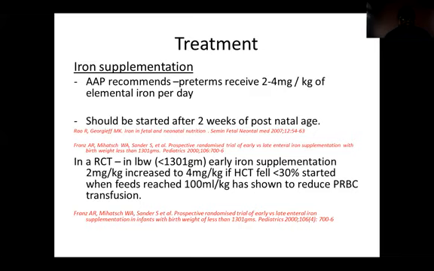There was an RCT in which, for birth weight less than 1.3 kilos, early iron supplementation of 2 milligram per kg was increased to 4 milligram per kg in children where the hematocrit was less than 30%. And when was it started? When the feeds reached 100 ml per kilo. That has shown a reduced requirement of PRBC transfusion in these babies. So it is a significant one.